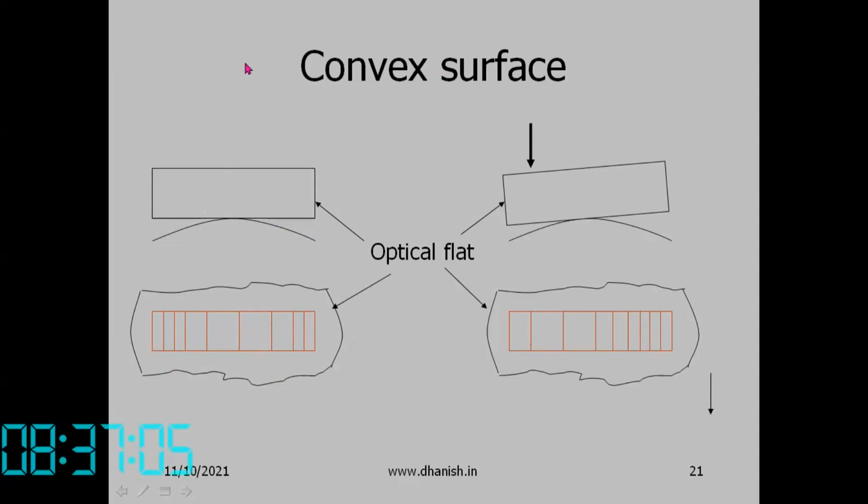So how can you check whether this surface is convex or concave? There's a simple trick. You press your finger on one side. If the surface is convex, the whole optical flat will tilt towards this side. Then this center position will move towards this side. So if you press the surface and the center position moves to this side, then we can say that the surface is convex.